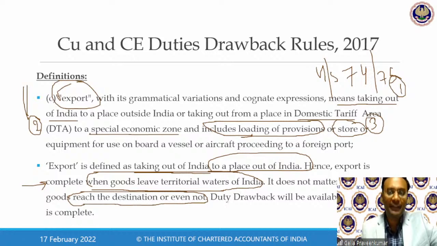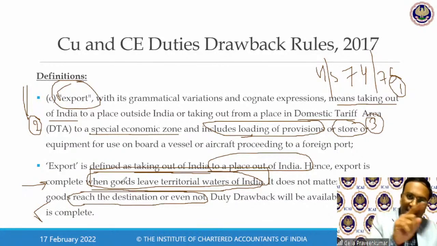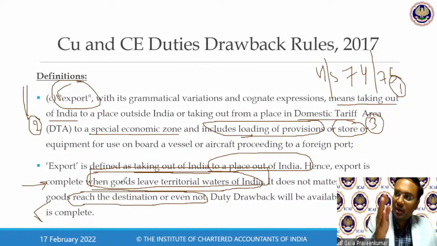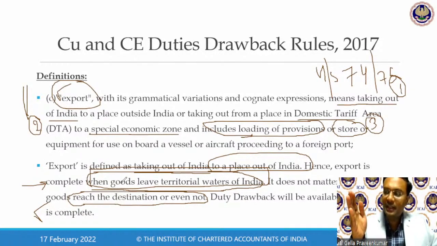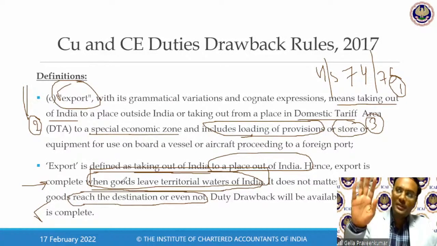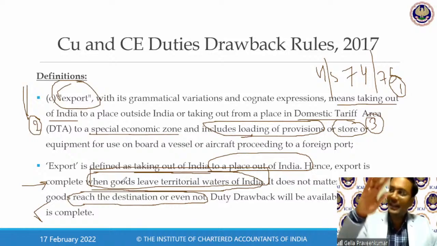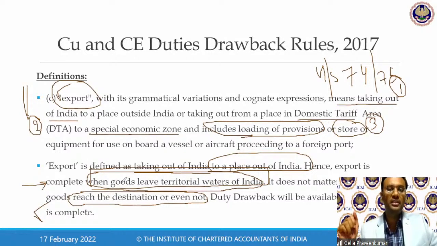Duty drawback will be available once export is complete. What they say is, once the goods leave the territorial waters of India, it is deemed that export took place. So what if a vessel leaving India crosses the territorial waters of India, and once it crosses, there is a sinking of the vessel? The goods never reached foreign soil. It never reached the customer. How can you call this an export?